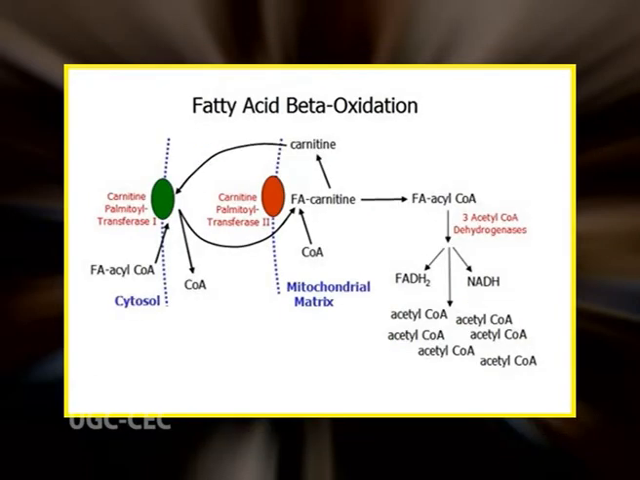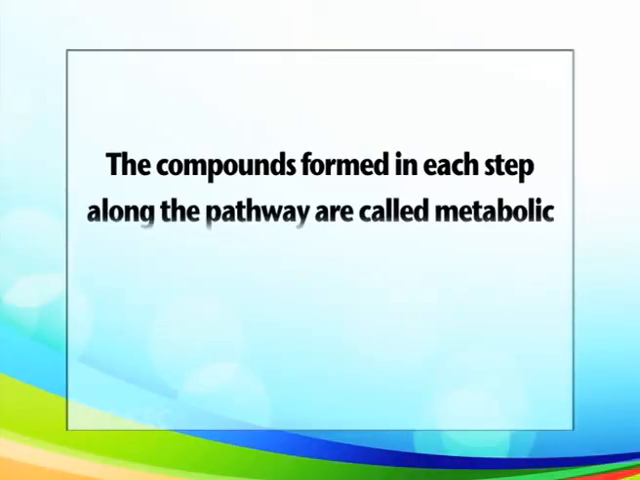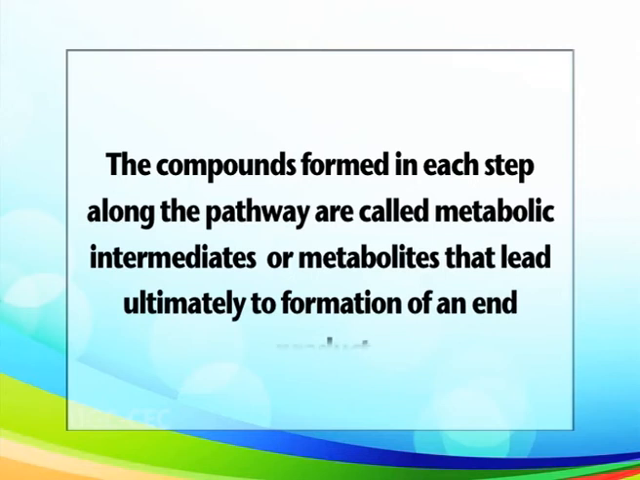Fatty acid beta oxidation, which involves fatty acid breakdown into acetyl-CoA. Gluconeogenesis, which involves glucose synthesis from smaller precursors. The compounds formed in each step along the pathway are called metabolic intermediates or metabolites that lead ultimately to formation of the end product. The metabolic pathways of a cell are interconnected at various points so that a compound generated by one pathway may be shuttled in a number of directions.